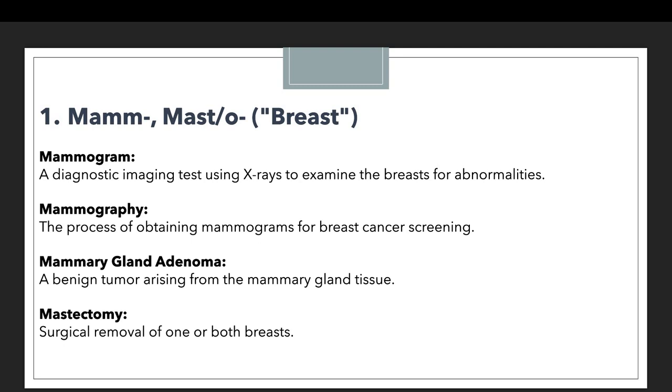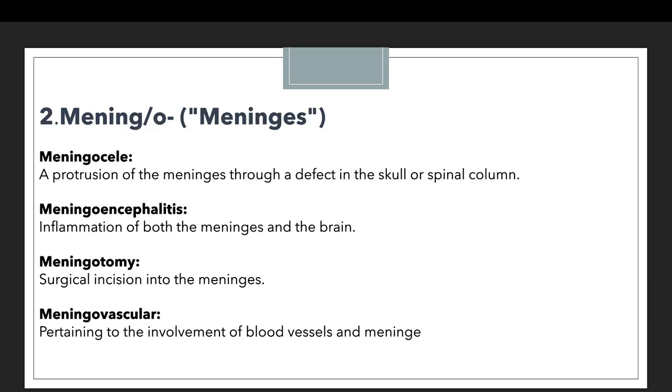Now, if you look at all the examples, then you will find only one common thing, which is breast. In every example, we are talking about the breast only. Okay. So now we will look at the next prefix, which is meningo or meninges. So meninge or meningo is a prefix that we use in order to denote the information related to meninges.